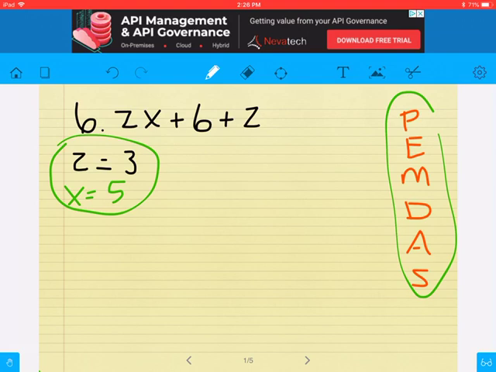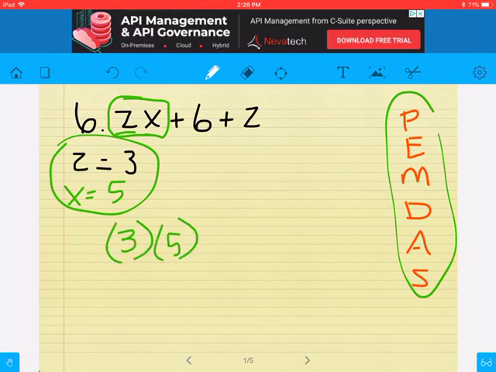So we've got z equals 3 and x equals 5. Where we see a z, we're going to put a 3, and where we see an x, we're going to put a 5. Right here, these two next to each other mean z times x. What I tend to do is just put them in parentheses. So 3 and 5, since we're substituting in those numbers. This means the same thing. This still means 3 times 5, or z times x, plus 6 plus z, which is 3.